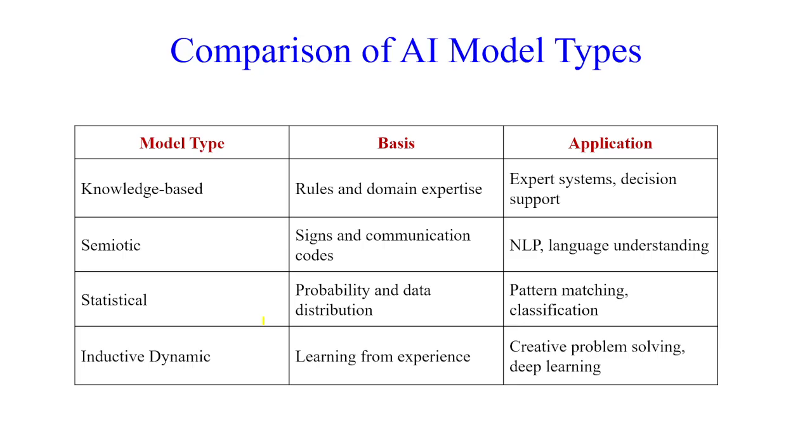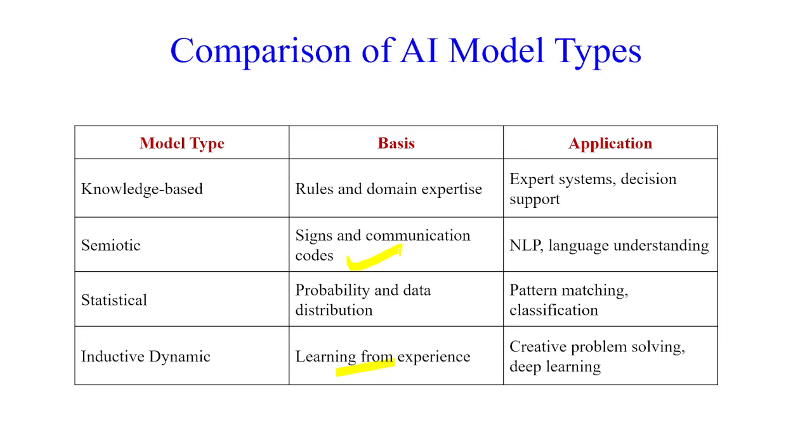If we talk about the inductive dynamic models, they are adaptive and they learn from experience. When we talk about semiotic models, they are based on signs and communication, so they are essential for understanding symbolic reasoning. Applications are NLP and language understanding. Talking about statistical models, they are probabilistic and used for pattern matching and classification.